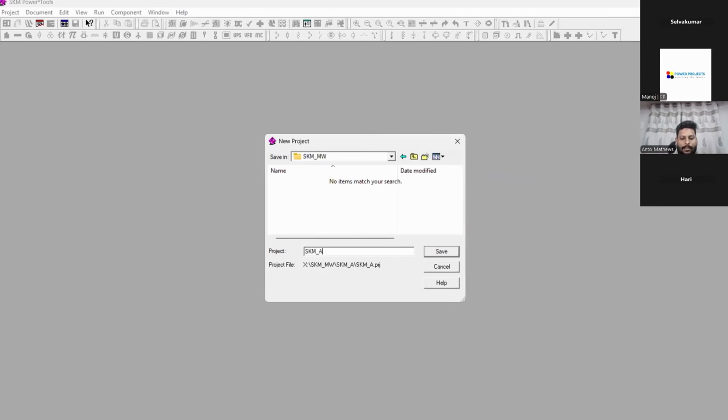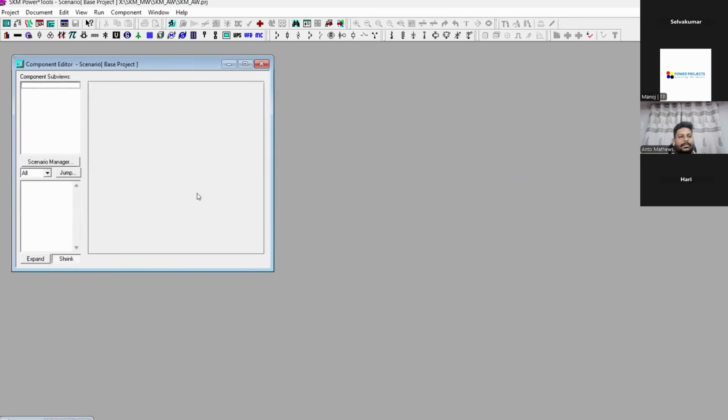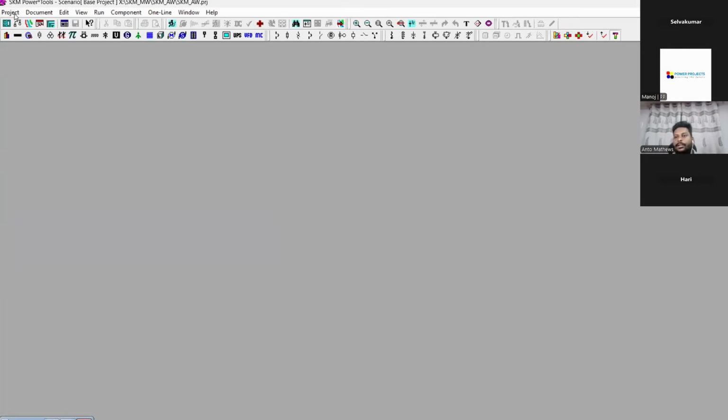So this arc flash webinar. So I will be putting AW. Once it was opened, I was redirected directly to the component editor. So in SKM, there are two things: one is the component editor, and the other is the one line diagram.